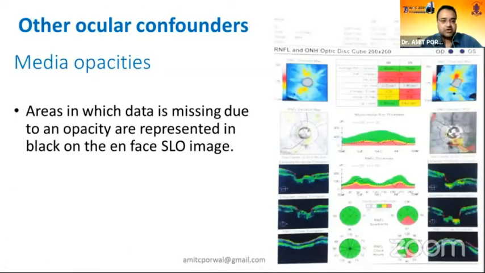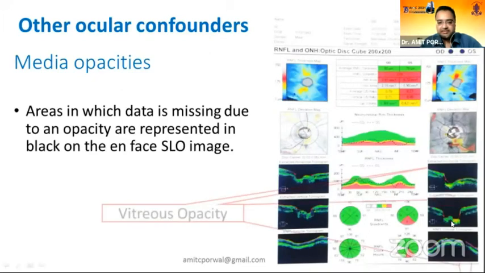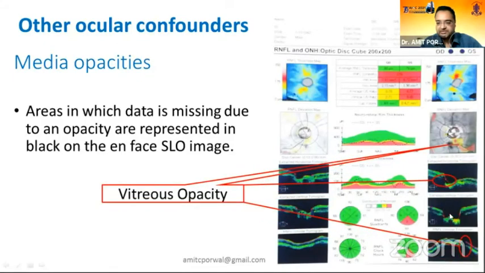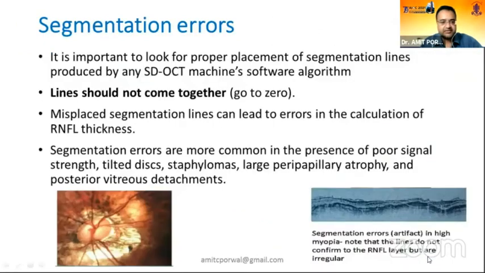Other ocular confounders are media opacities. The areas in which the data is missing are due to an opacity, which is represented as black in the en face SLO image. You can see here these are the vitreous opacities, and they are shown as black spots, which are highlighted in my pictures.